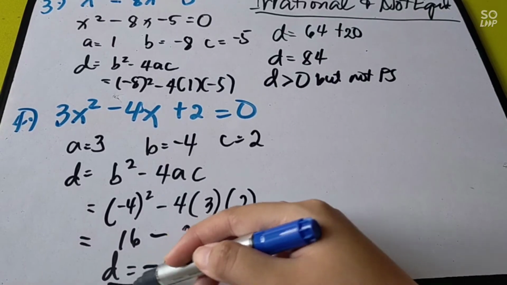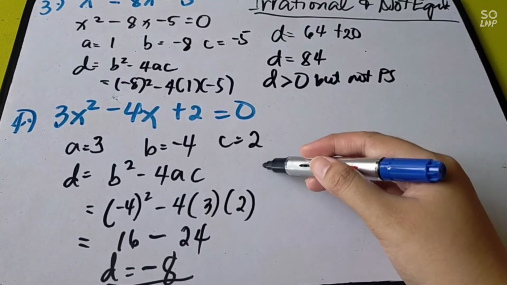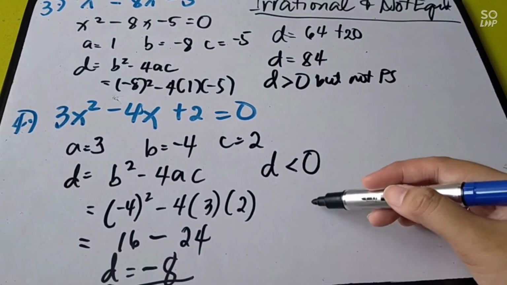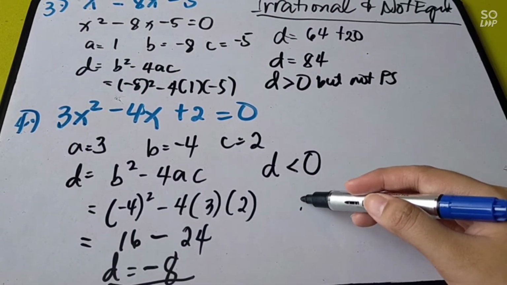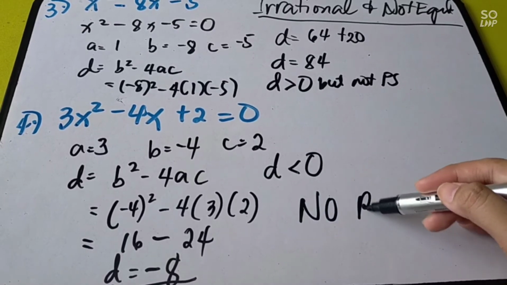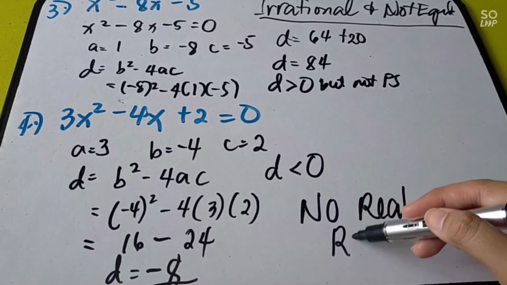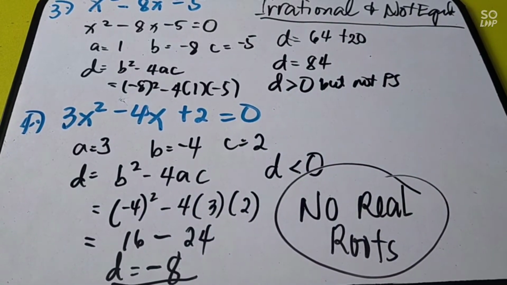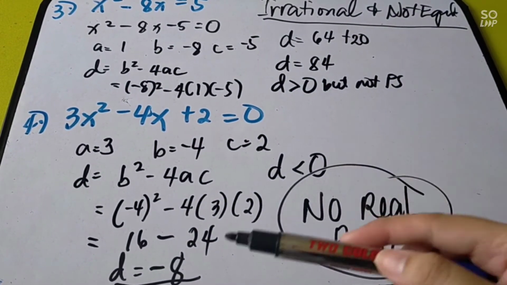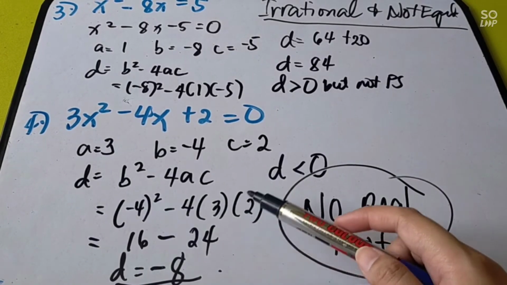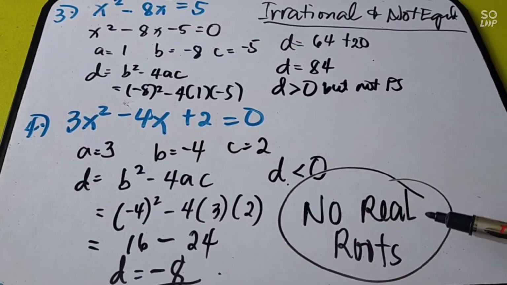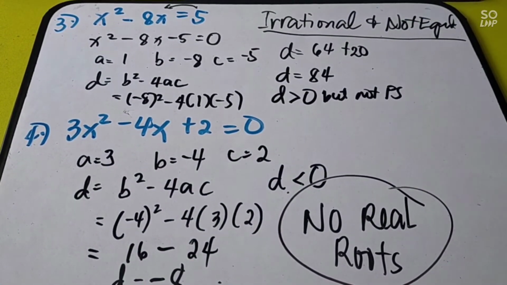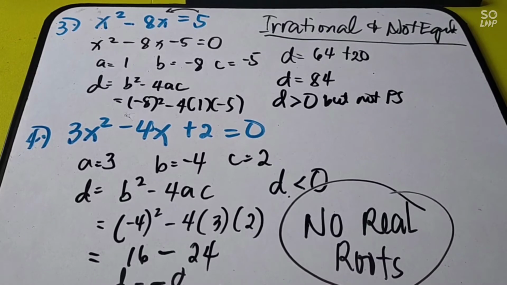Ayan. So, nagkaroon ka ng negative 8. Therefore, ang d mo is less than 0. Since less than 0 to, ang nature of the roots mo is no real roots. Alright? That's it. Okay? So, kuhanin lang si discriminant, then find the condition for us to find the nature of the roots. So, that is how you find for the nature of the roots of quadratic equation.